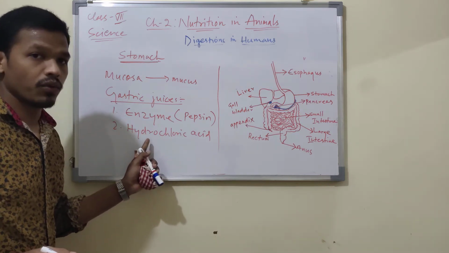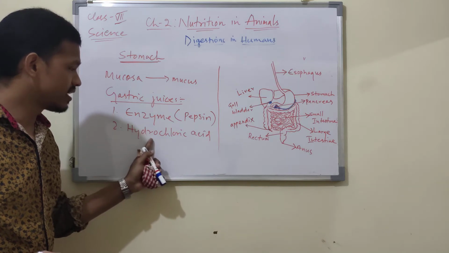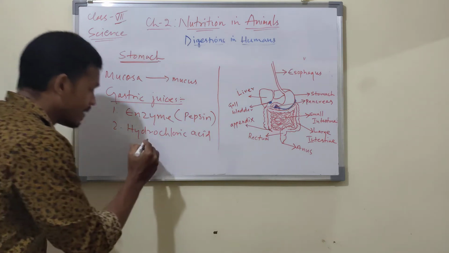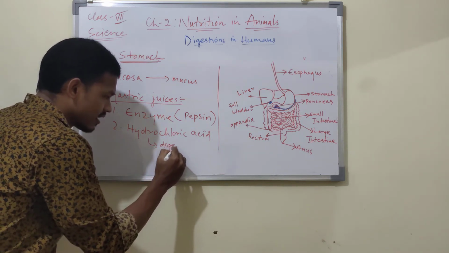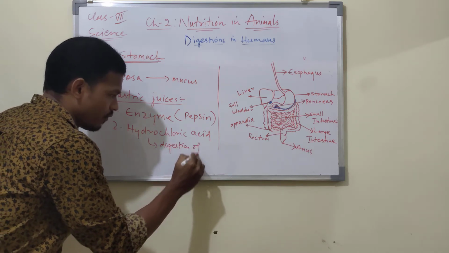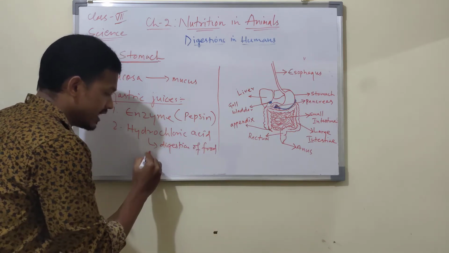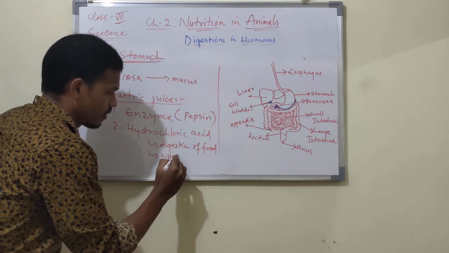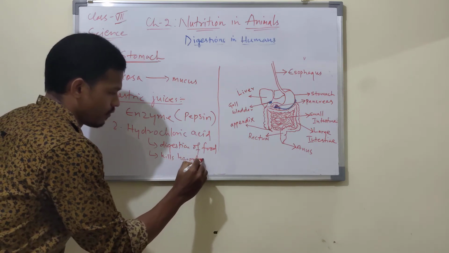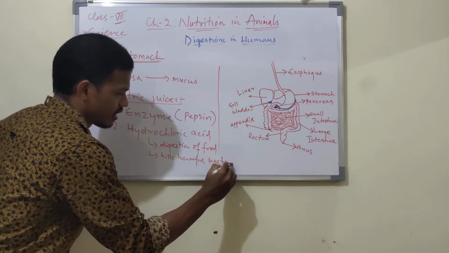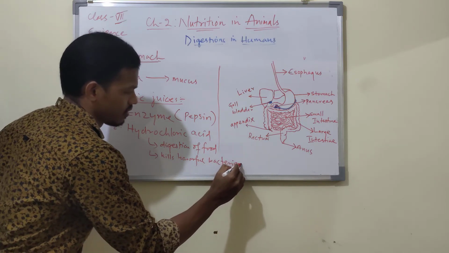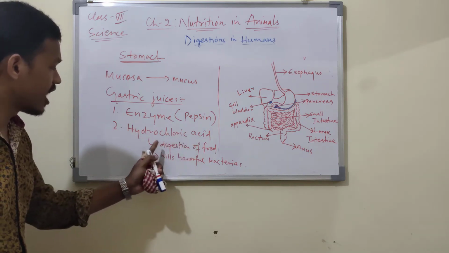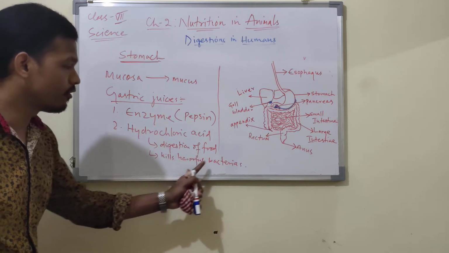What is the purpose of this hydrochloric acid? Hydrochloric acid will help in digestion of food. Also, it kills harmful bacteria. So hydrochloric acid helps in digestion of food as well as kills harmful bacteria.